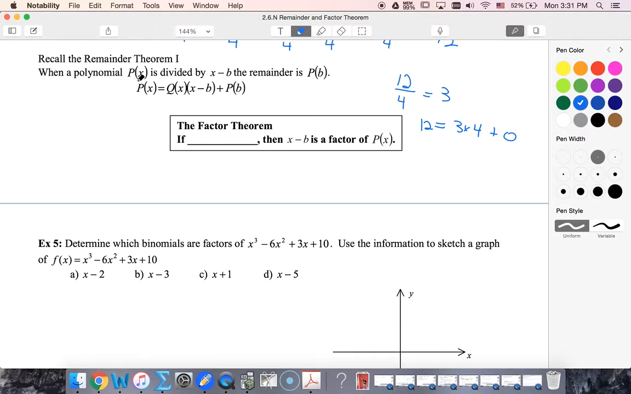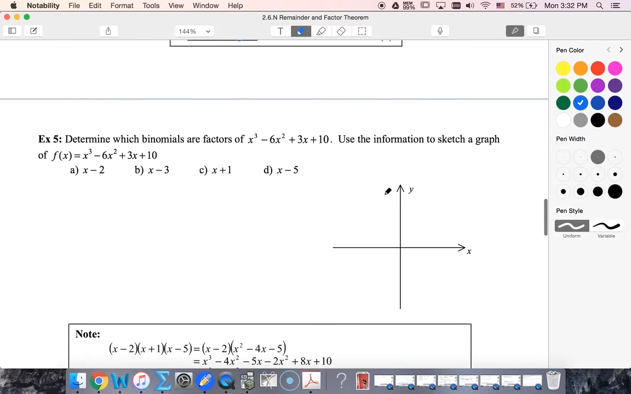So given that my polynomial can be expressed as quotient times divisor plus remainder, if this is a factor, then my quotient times my divisor is going to equal the polynomial exactly, so P of b must be 0. So if the remainder is 0, or if P of b is equal to 0, then x minus b must be a factor.